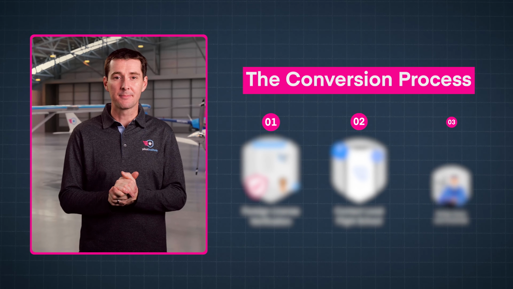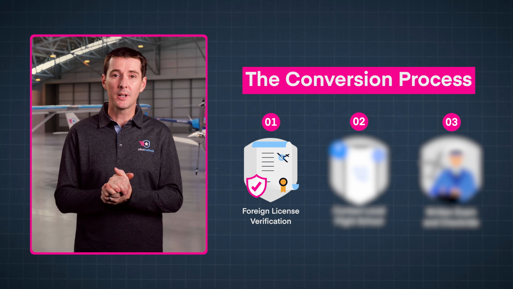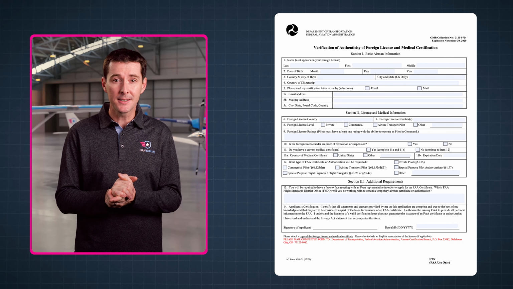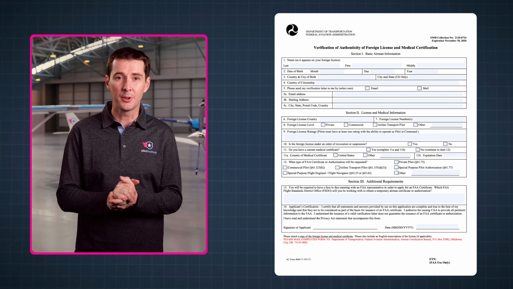Okay, let's start with converting a foreign private pilot license. First, the FAA needs to verify your foreign license and your medical certificate. You can submit these documents online and verification can take up to 90 days. You will need a letter of authenticity from your country's aviation authority. This might take a while, so make sure that you plan correctly.